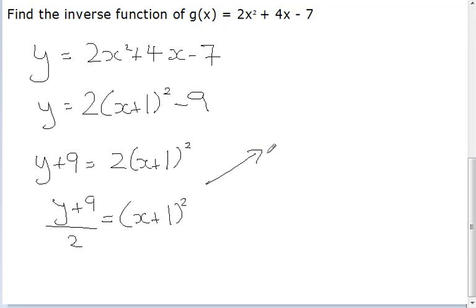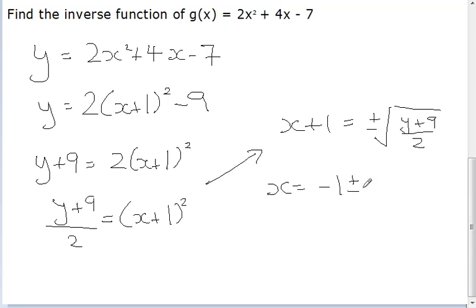I'll just go up here now. If I now square root both sides of the equation, I get x plus 1 equals the square root of y plus 9 over 2. You just have to remember that that's plus or minus. Then if I take away 1 from both sides, I get minus 1 plus or minus the square root of y plus 9 all divided by 2.